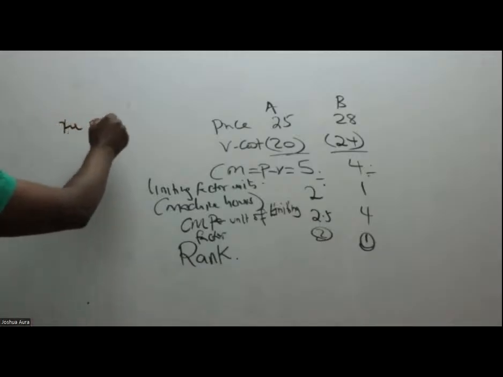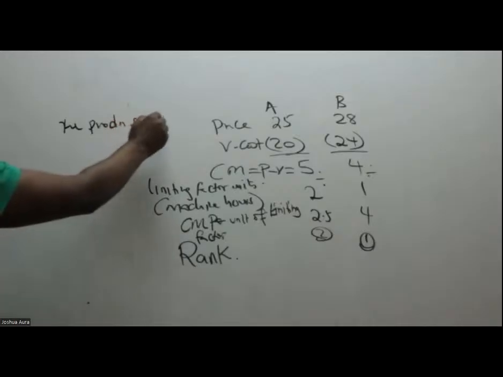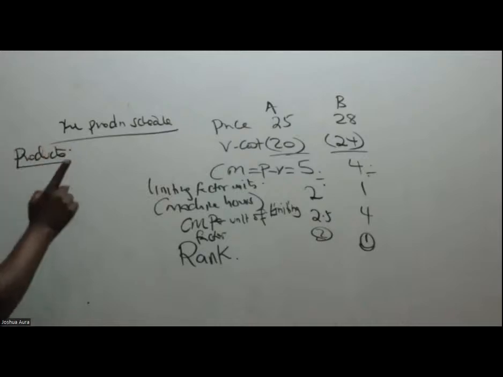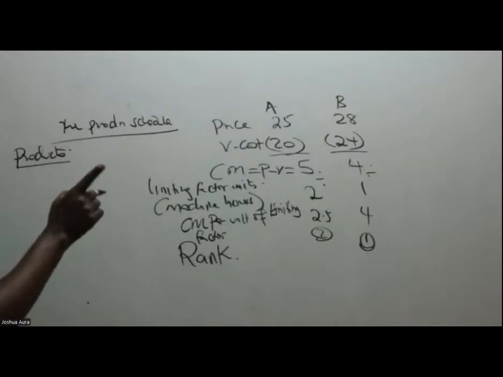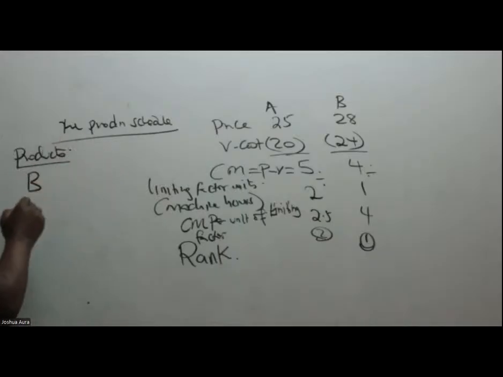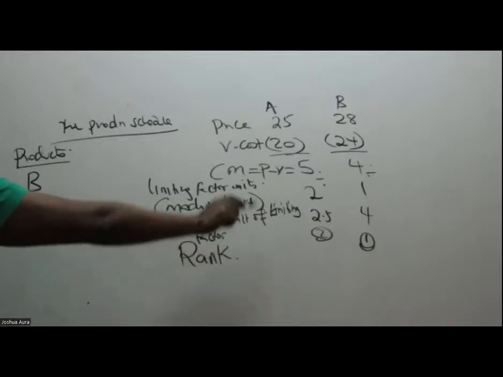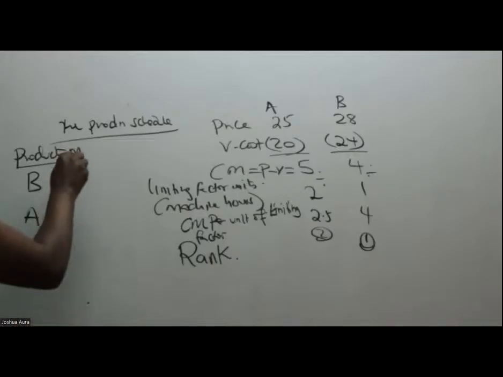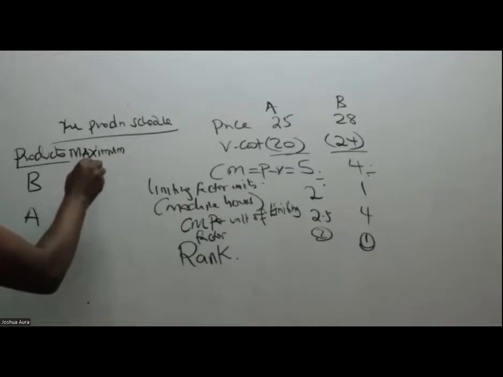So under the production schedule, we have our products here. And now remember these products here, we write them as per the rankings. The one that was ranked number 1 here is B. And then we have A there. So give us the maximum demand.